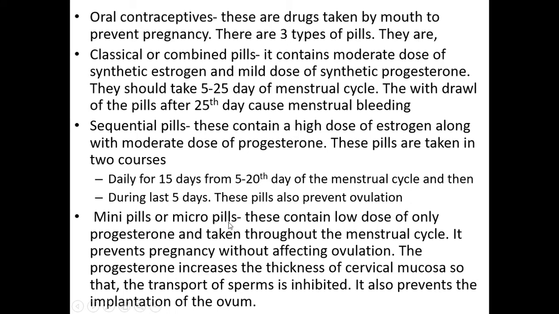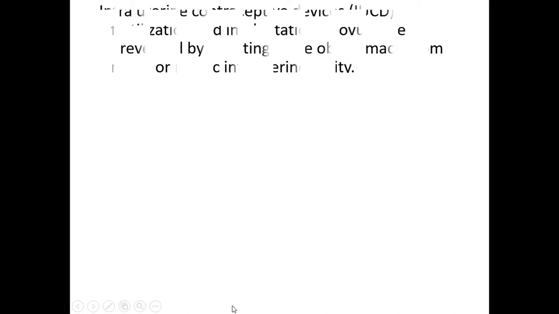Mini pills or micro pills. These contain a low dose of only progesterone and are taken throughout the menstrual cycle. It prevents pregnancy without affecting ovulation. The progesterone increases the thickness of cervical mucosa so that transport of sperm is inhibited. It also prevents implantation of the ovum.